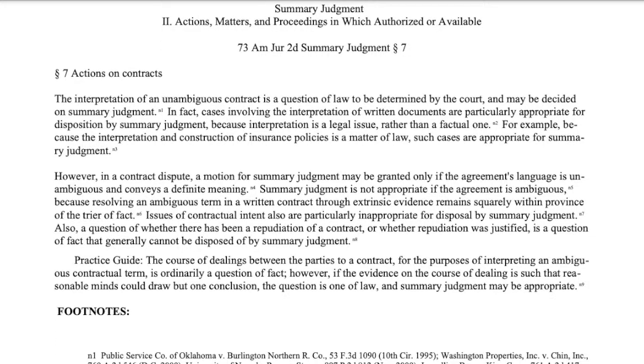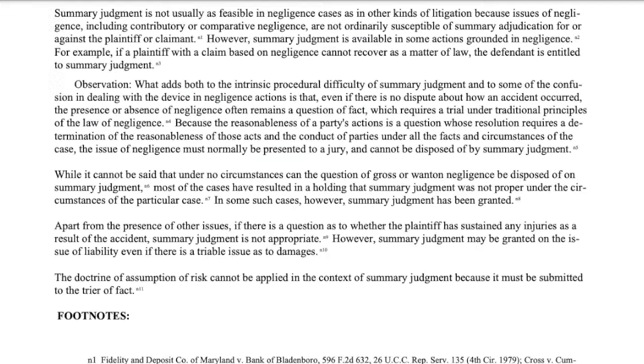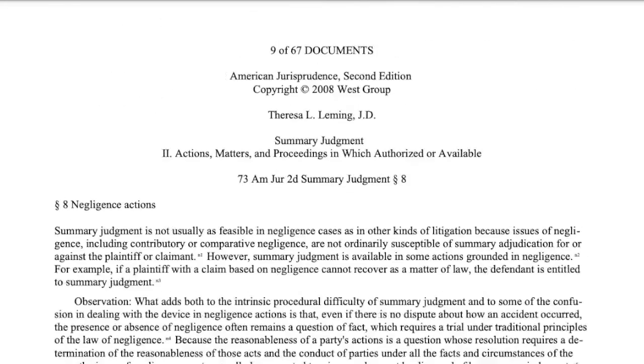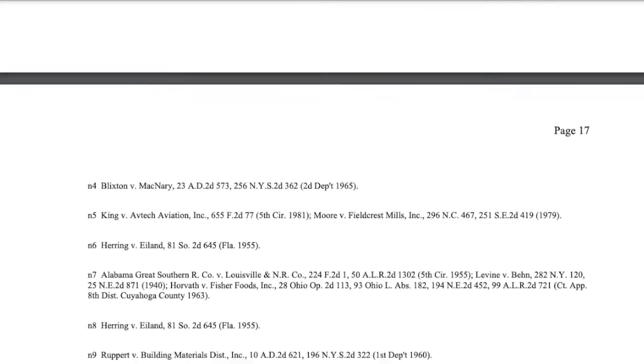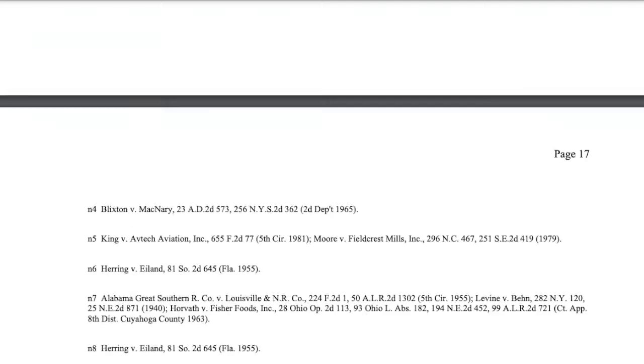All right, we're on to Section 7. And remember, we need to get to Section 9. I wonder what Section 9 is. Let's do a little spoiler and see what it is here. Here it is, Section 9. No. It is equitable actions and specific performance. Okay, so we'll be getting to that soon. And that was referenced earlier.